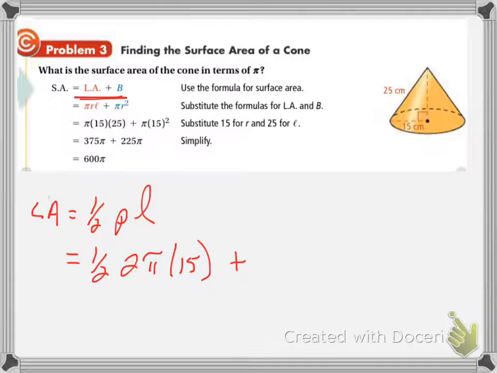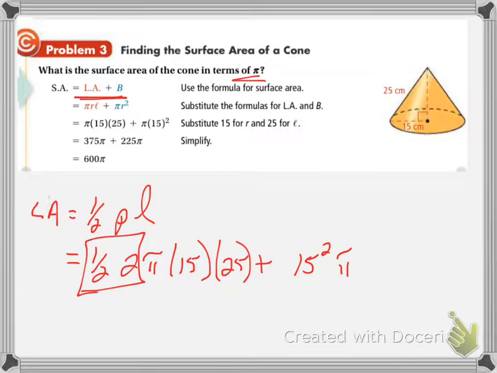Plus, my bad, I forgot to throw my slant height in here, times 25, plus the area of my base, which is 15 squared times pi. And they want it in terms of pi, so I'm good. I don't need to hit that pi button. I kind of forgot about it for a second here.